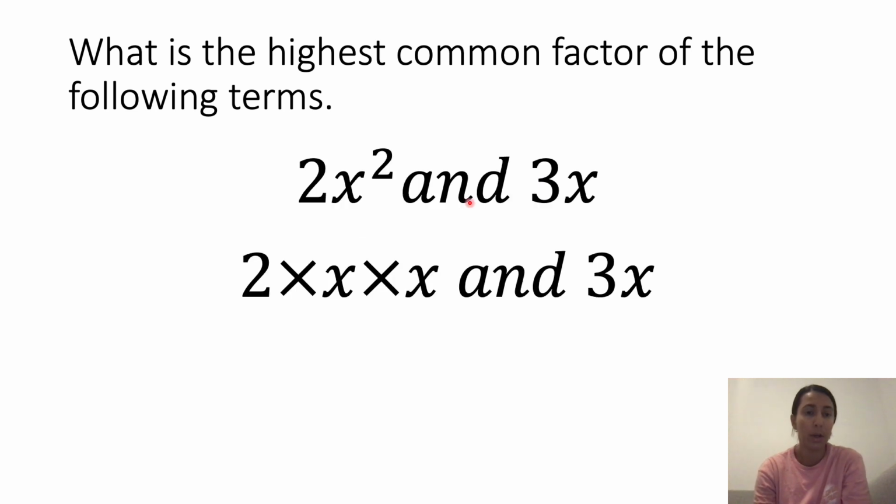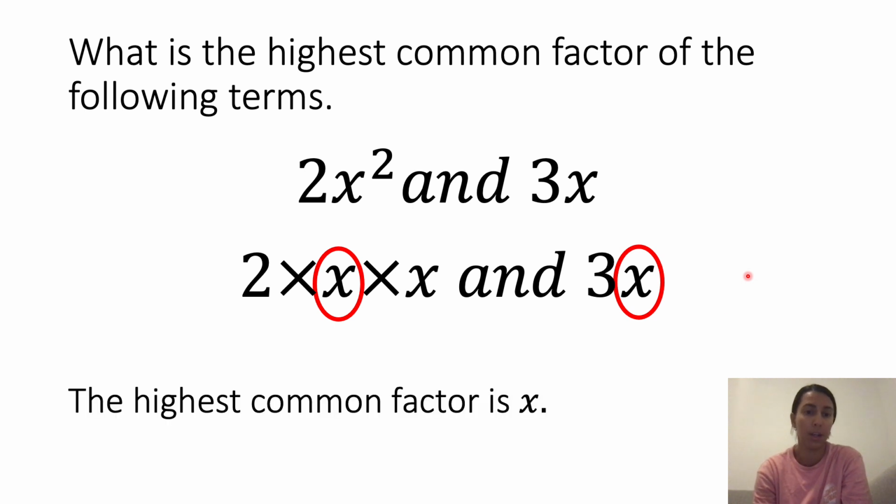This also works with, I'll do another example like this. So we've got 2x to the power of 2. Now remember, x to the power of 2 is x times x. So I've just shown this expanded out here. And then we've got 3x, which is 3 times x. So what they both have in common is 1x. So they both have 1x in common. So the highest common factor is x.